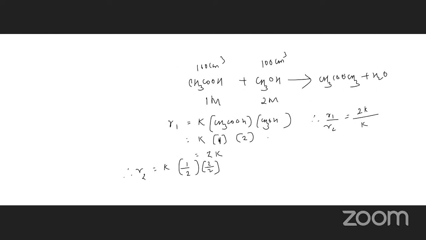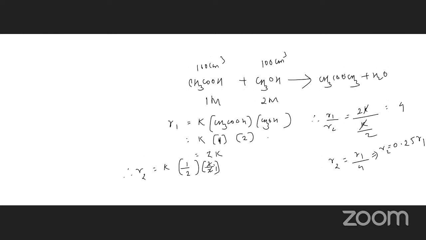Okay, this is 2K and this is K by 2. So how much are you going to get? This K and K will get cancelled and it will become 4. So R2 will be R1 by 4. So 1 by 4 is 0.25, so R2 is equal to 0.25 into R1. Understood up to here? Is it clear?